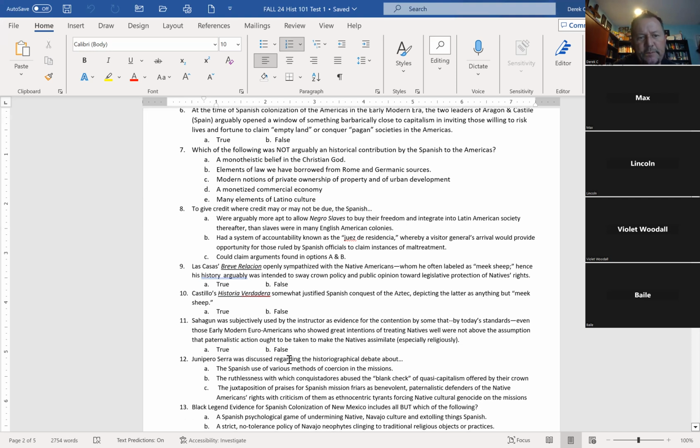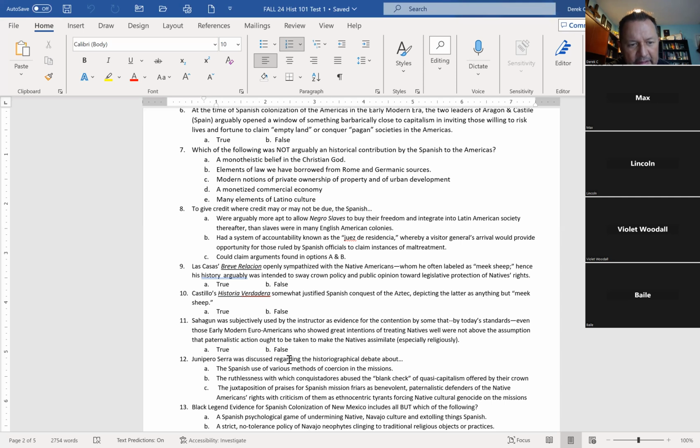And then giving credit to the Spanish, I know that's in the written form. Number 8. So take a look at that. Look, we mentioned slaves in Spanish America, and we mentioned the juez de residencia when the visitor general came into town. All right, so those are both in there. And number 9, you know from the very first number of the Black Legend, Las Casas, his brief relation of the history of the Indies, or the destruction of the Indies.